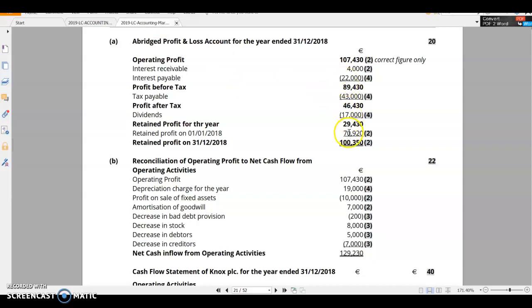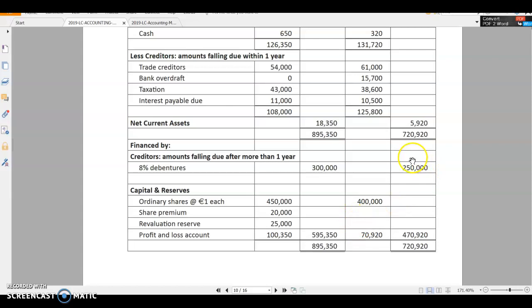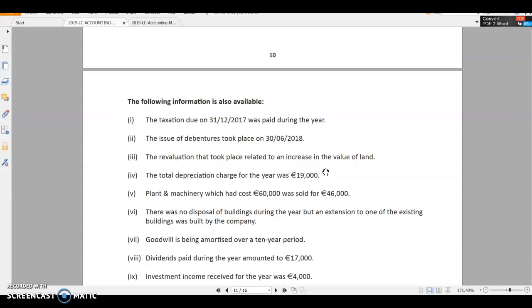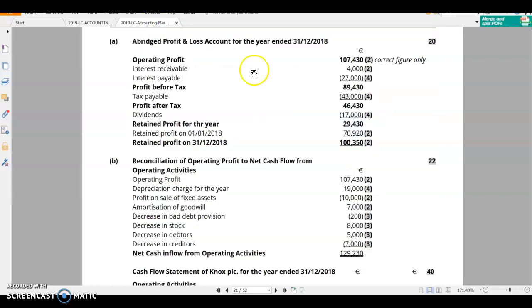Starting in the solution here, most people had most stuff right in the abridged profit and loss. Just the interest payable of 22,000. Debentures last year were 250, debentures this year are 300, so I just need to know when that increase happened. I'm told it happened on the 30th of June this year. So when I'm doing the 8% interest, it's 6 months at 250 grand and 6 months at 300 grand. They have that calculation included as part of the solution.